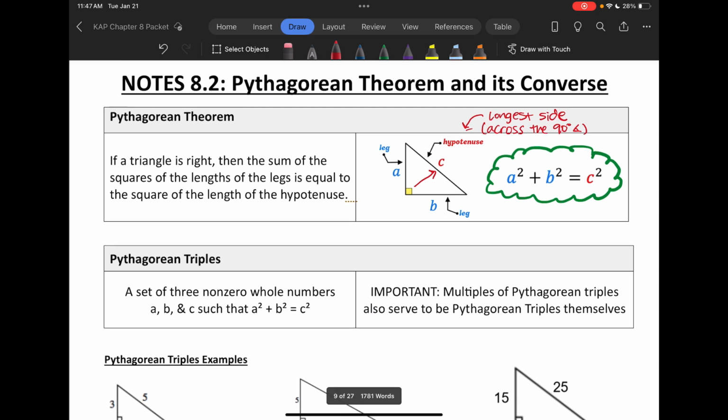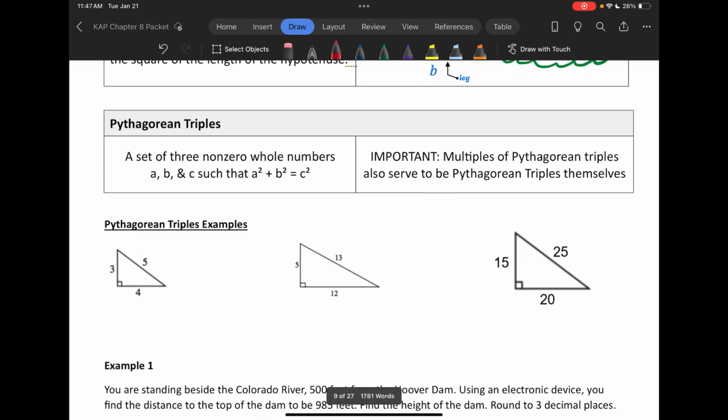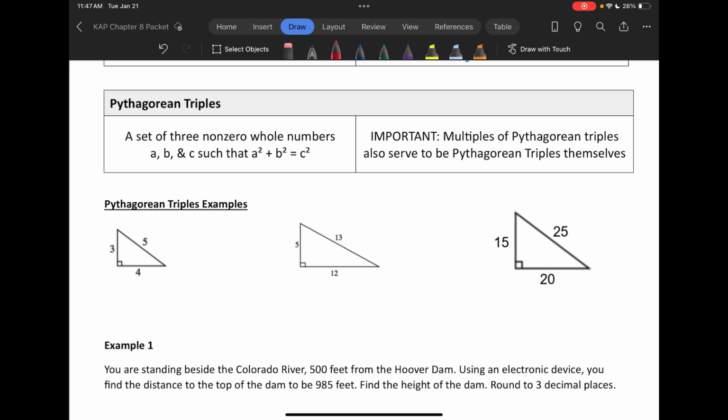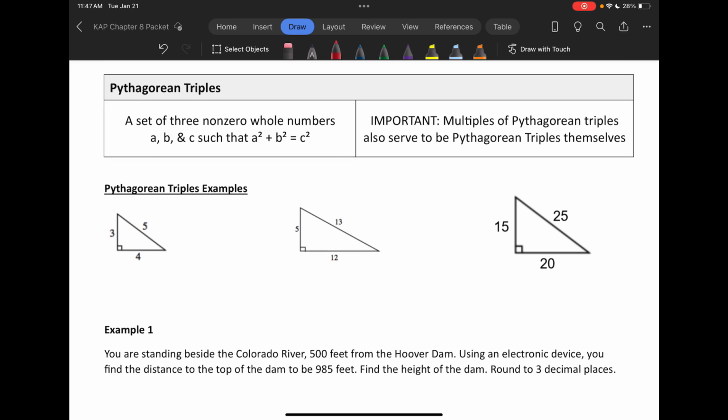So we also want to make sure that we are having the conversation going over Pythagorean triples. Pythagorean triples are defined as a set of three non-zero whole numbers, a, b, and c, that satisfies a squared plus b squared equals c squared. So for example, down below, we can see here that this is a, this is b, this is c, where, remember, c is the longest side.